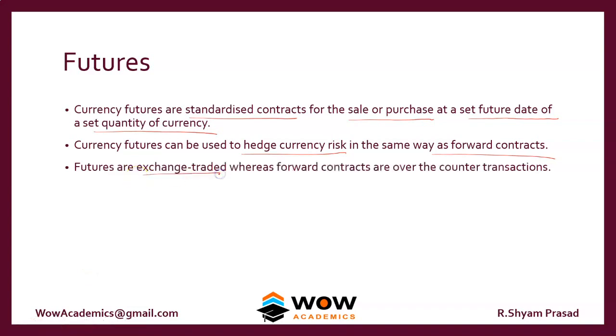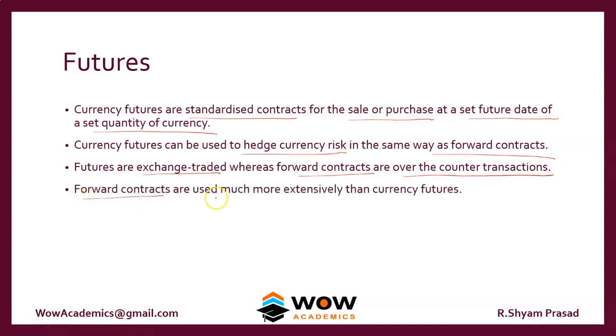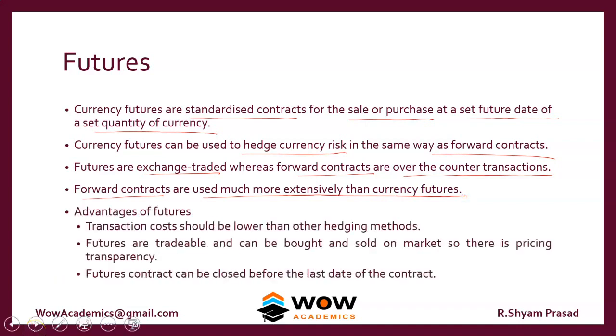Futures are exchange traded, whereas forward contracts are over the counter transactions. Forward contracts are used much more extensively than currency futures. Advantages of futures: the transaction costs are lower, futures are tradable and can be bought and sold on the market, so there is pricing transparency. A futures contract can be closed before the last date of the contract.